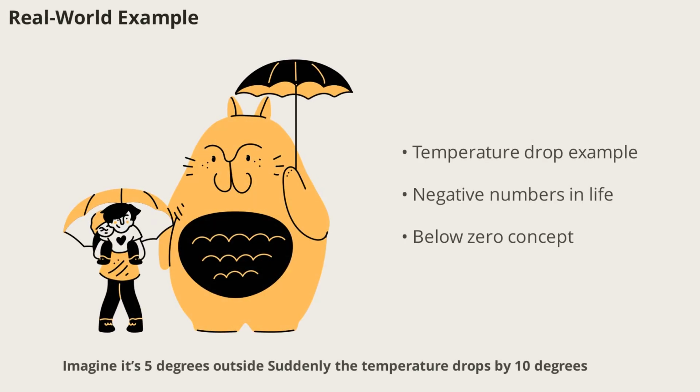Imagine it's 5 degrees outside. Suddenly, the temperature drops by 10 degrees. What happens? The answer is -5 degrees. This is a perfect example of how negative numbers show up in our daily lives. When something decreases past zero, we use negative numbers to describe it. This simple scenario introduces us to the concept of numbers below zero, which we call negative numbers. Let's see how this connects to the bigger picture of integers.